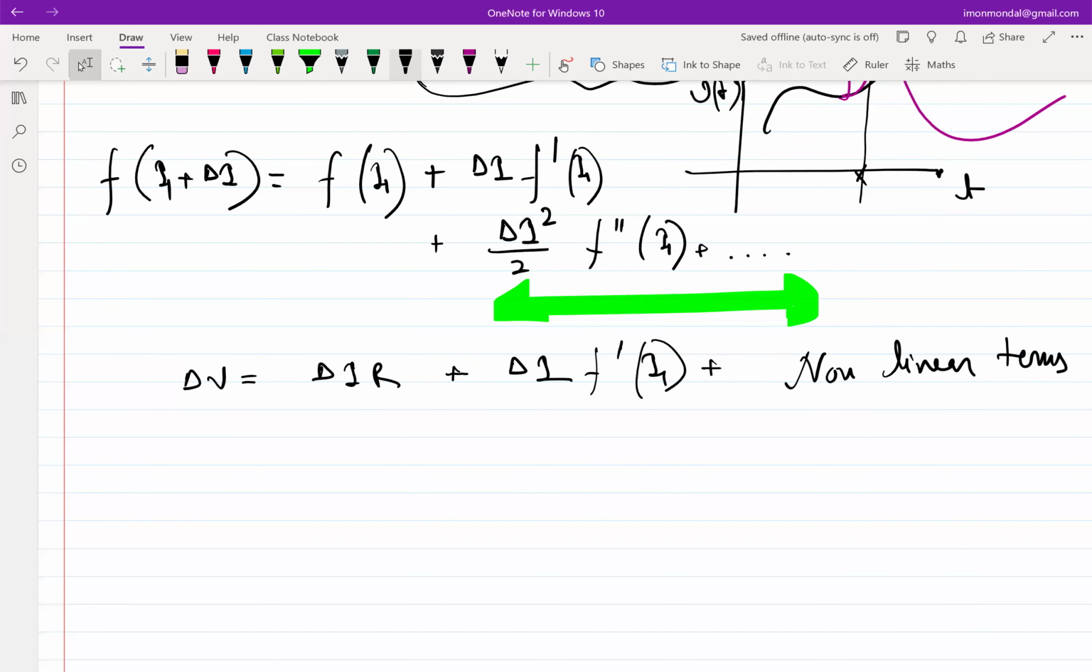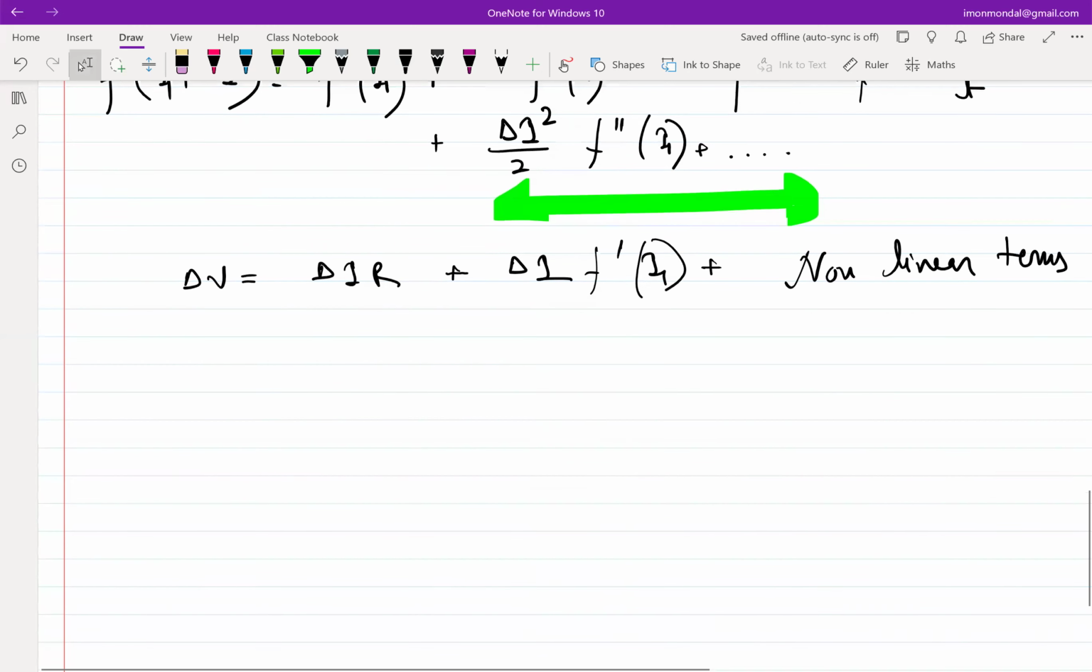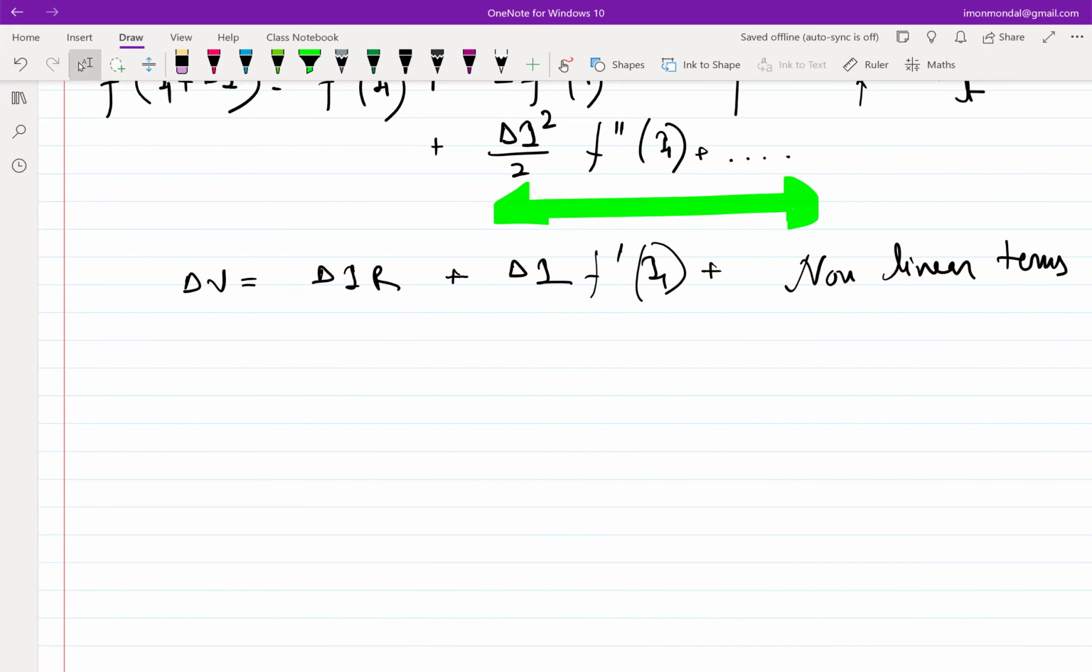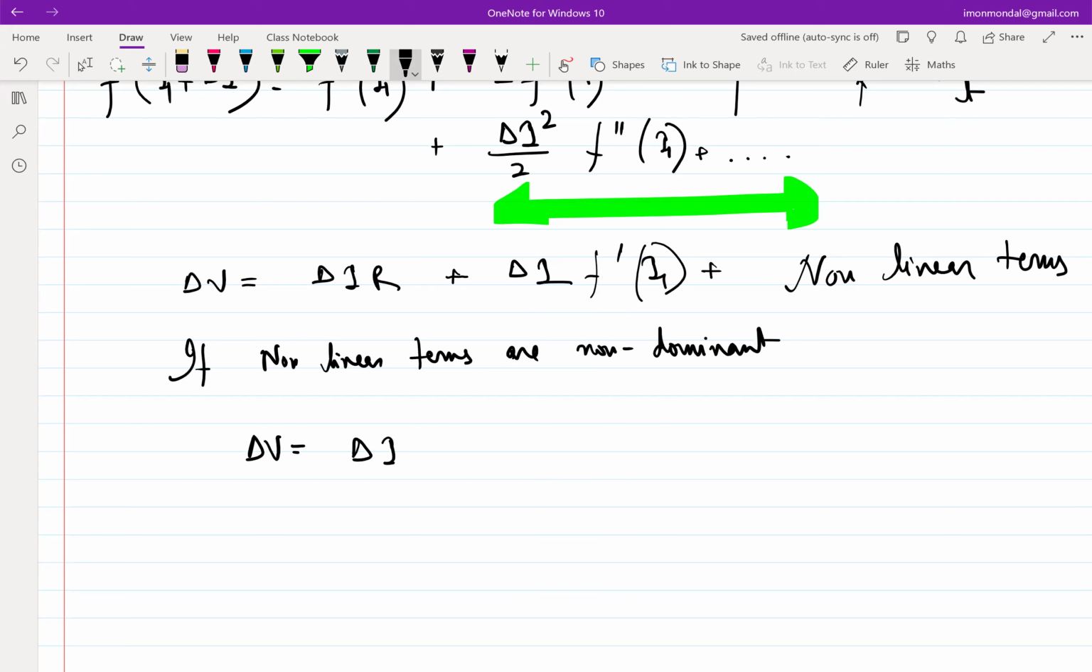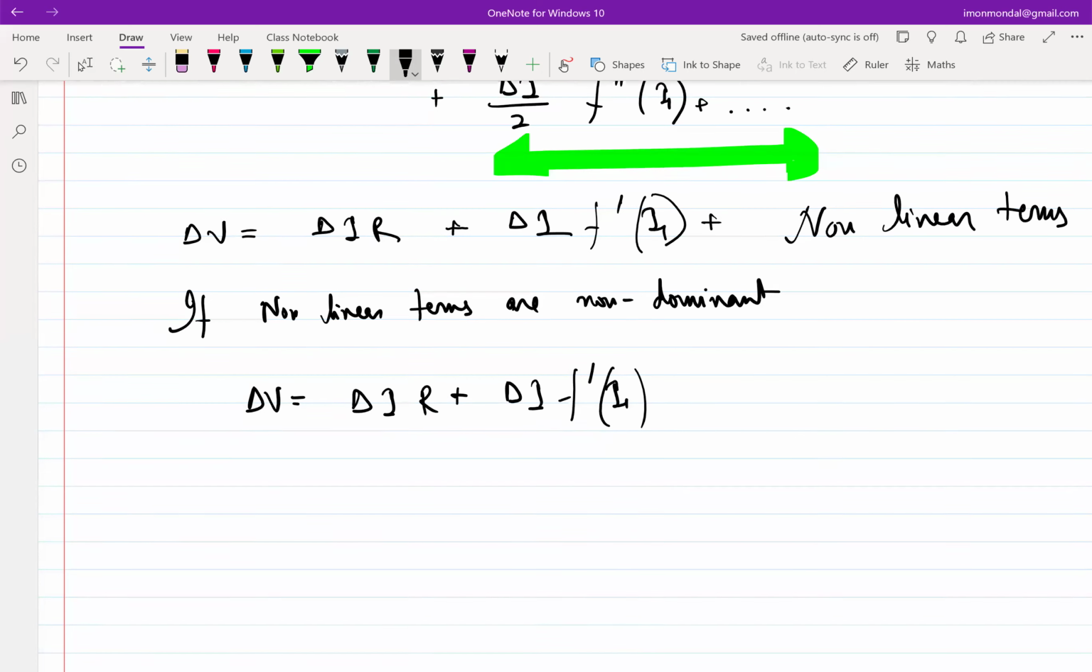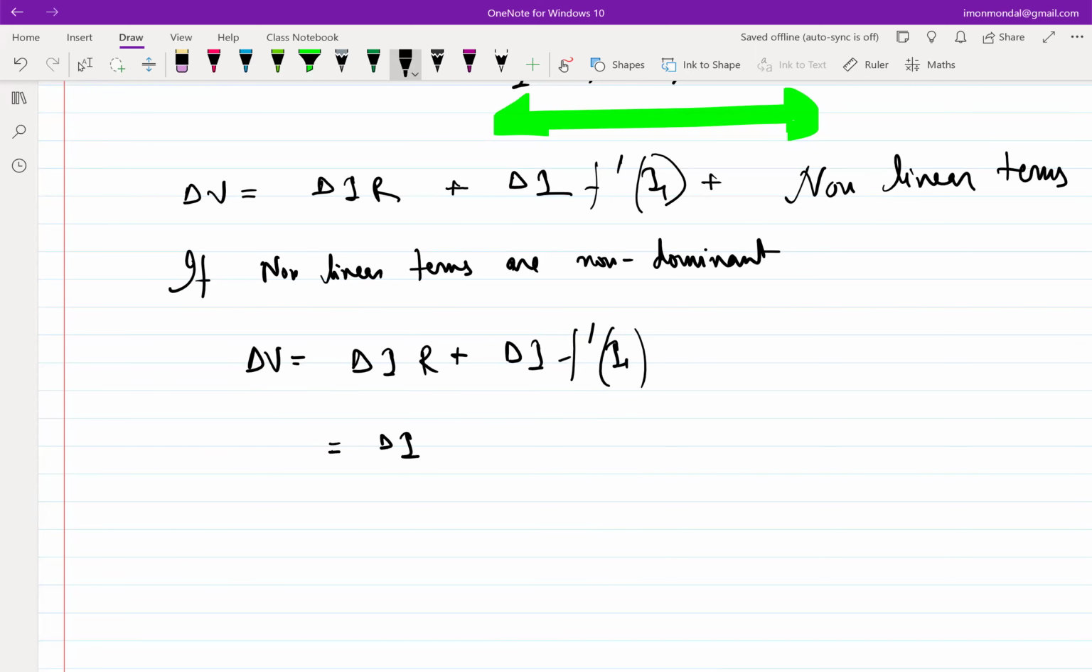But now we make an approximation. This is the critical approximation step. Under the condition that nonlinear terms are non-dominant, we can say that delta V is equal to delta I R plus delta I f dash I1. Correct? So this becomes delta I times R plus f dash I1.